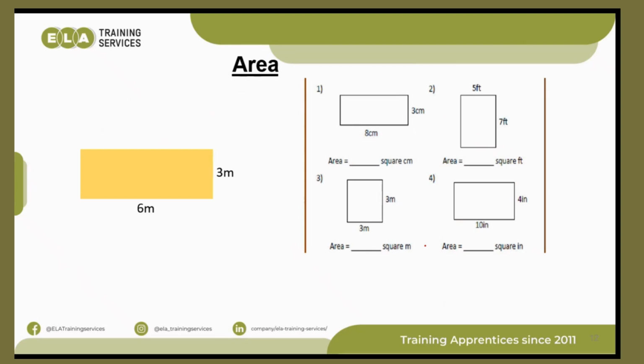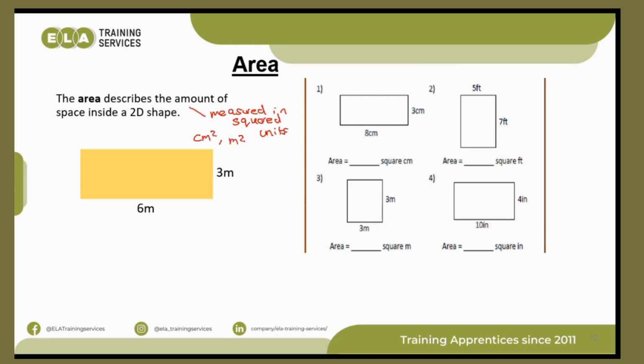So now we're going to have a look at area. Area describes the amount of space inside a shape, and it's always measured in squared units. So for example, centimetres squared, metres squared, inches squared, or feet squared. It's always measured with a little 2. We calculate it by doing the length times the width. So for example, here we would do 6 times 3, and that gives us an area of 18 metres squared of that rectangle.